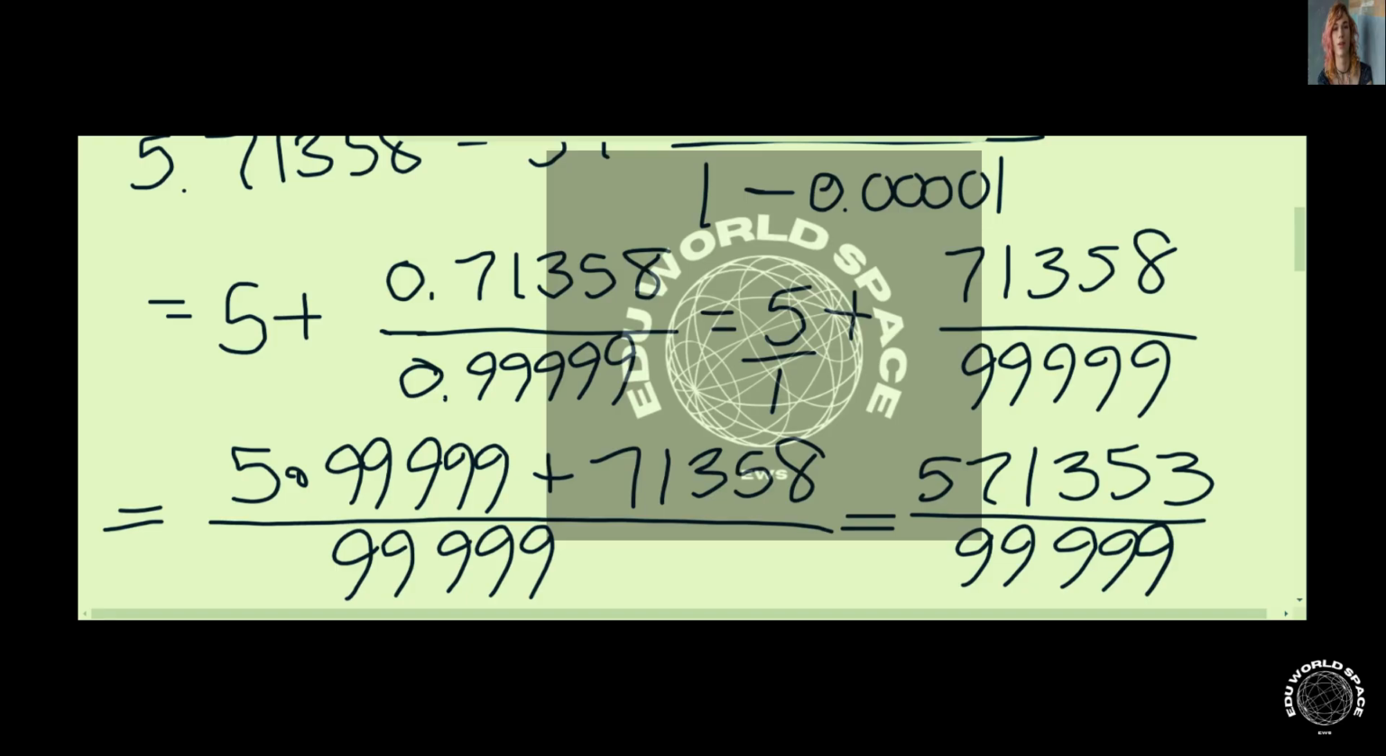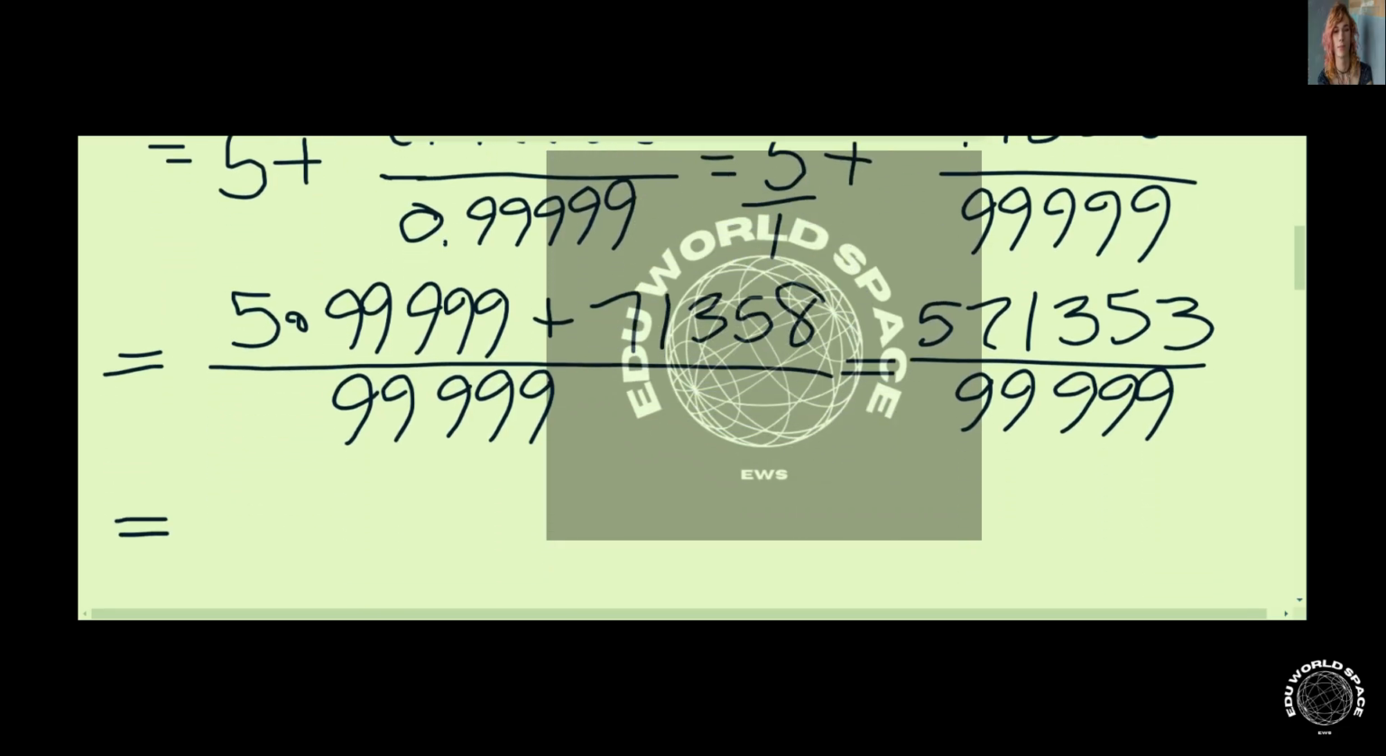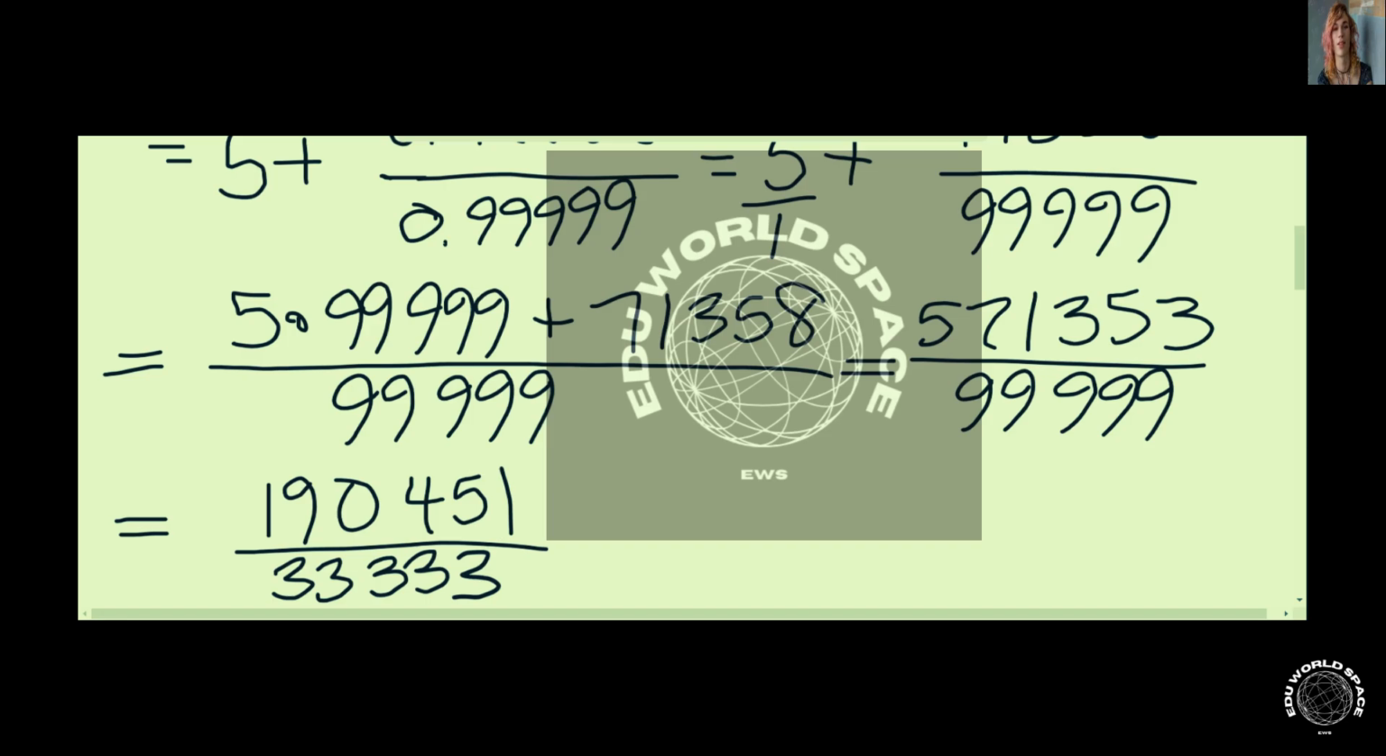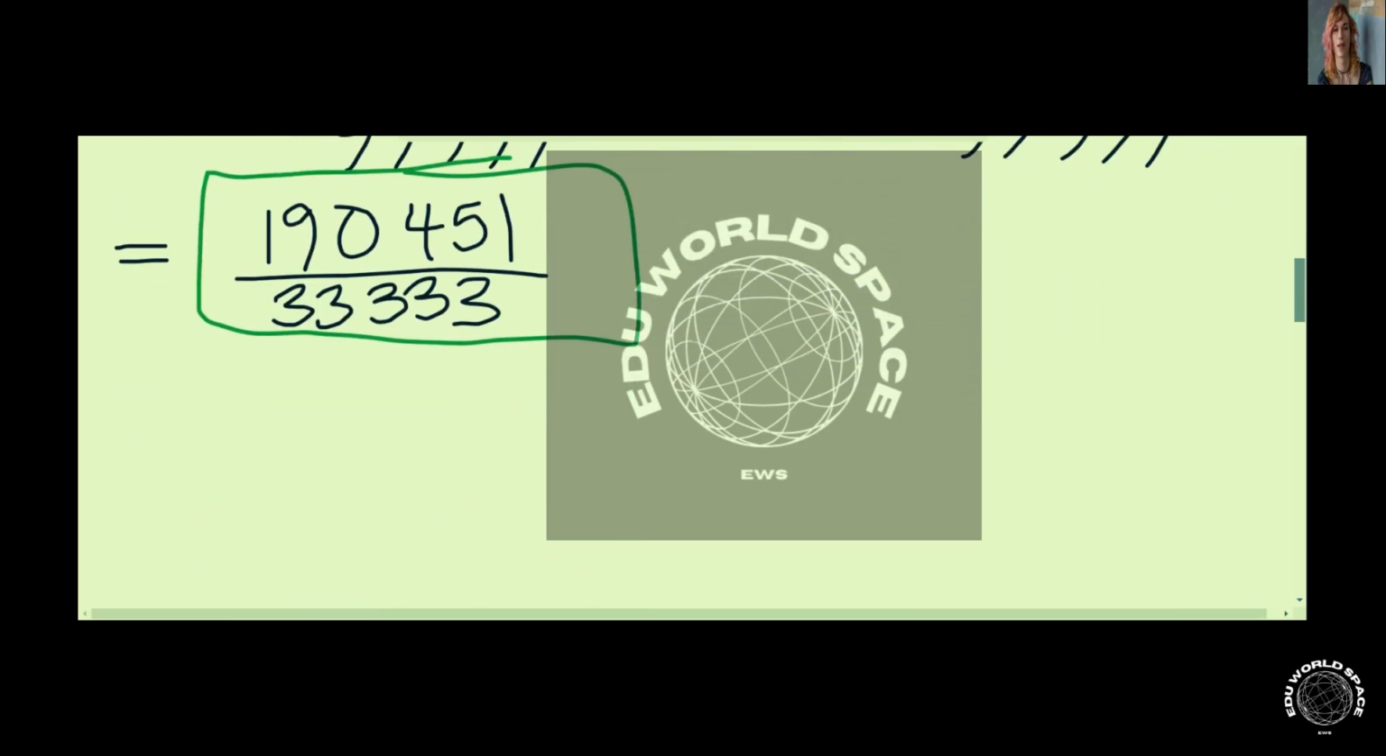And if you really want to, you can write this in lowest terms. Divide the numerator and the denominator by 3, and you'll get 190,451 over 33,333. And so this is one possible answer. Of course, you could also write this number so that the numerator and denominator are any scalar multiple of these two.